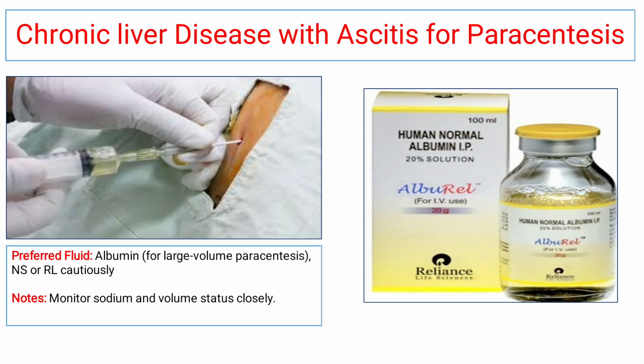In patients of chronic liver disease with ascites in whom we are planning for a large paracentesis, we should always supplement these patients with albumin. If albumin is not available, we can use normal saline or RL cautiously, but we should monitor the sodium and the volume status of the patient closely.